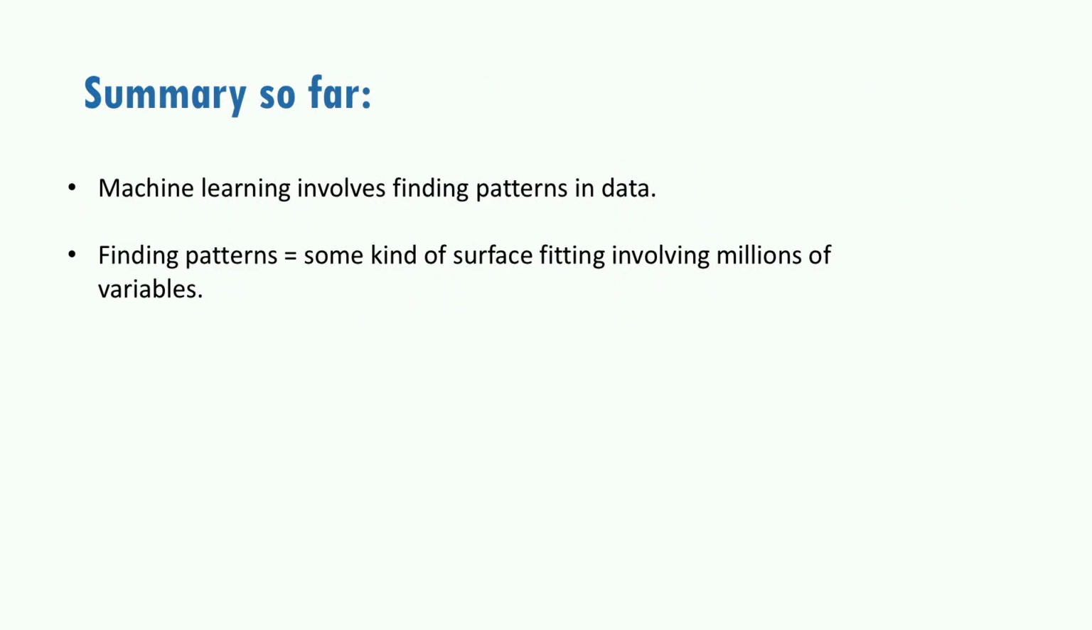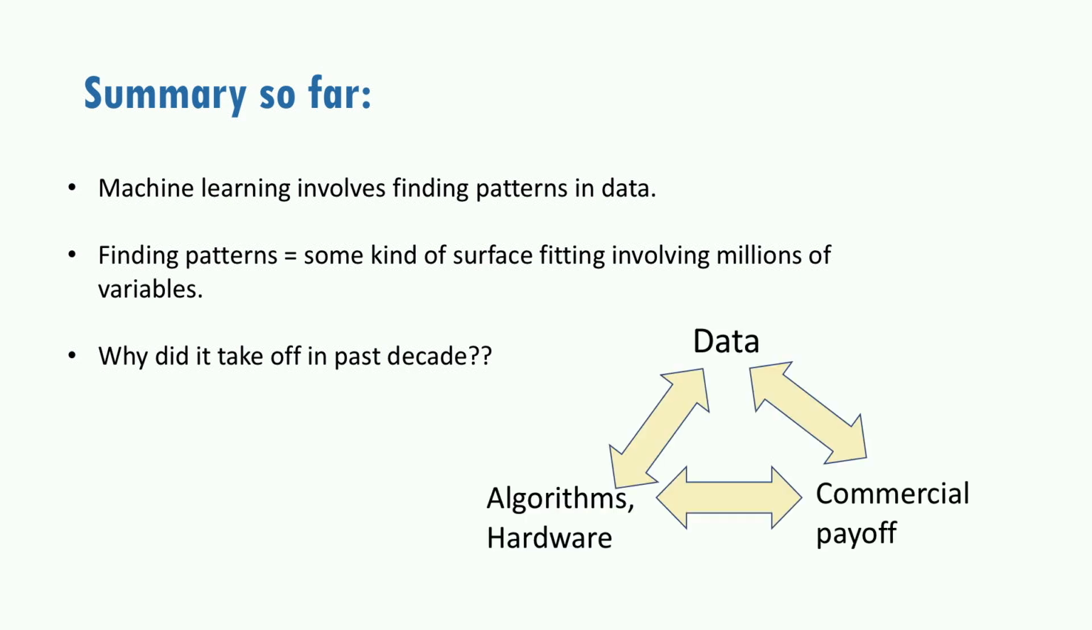So summary so far, machine learning involves finding patterns in data. And finding patterns is some kind of surface fitting involving millions of variables. And we saw this training of the model with the desired input-output behavior. Why did it take off in the past decade? It's some kind of a virtuous cycle involving availability of data, some new algorithms, and hardware like GPUs, which weren't available 10 years ago, which have put the power of supercomputers on the desks of grad students, and of course, commercial payoff. And there's a virtuous cycle because once you have commercial payoffs, that money feeds into the other two. So that's the introduction to machine learning.